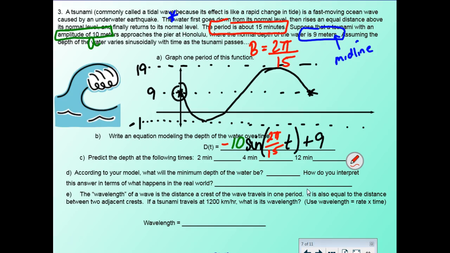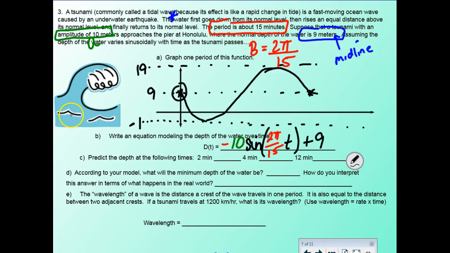That's what they do. And then the wavelength of a wave is the distance a crest of a wave travels in one period. So it is also equal to the distance between two adjacent crests. If a tsunami travels 1,200 kilometers per hour, what is the wavelength? How long did it take? Well, what was the period? 15 minutes, right? We need to convert hours to minutes or vice versa.